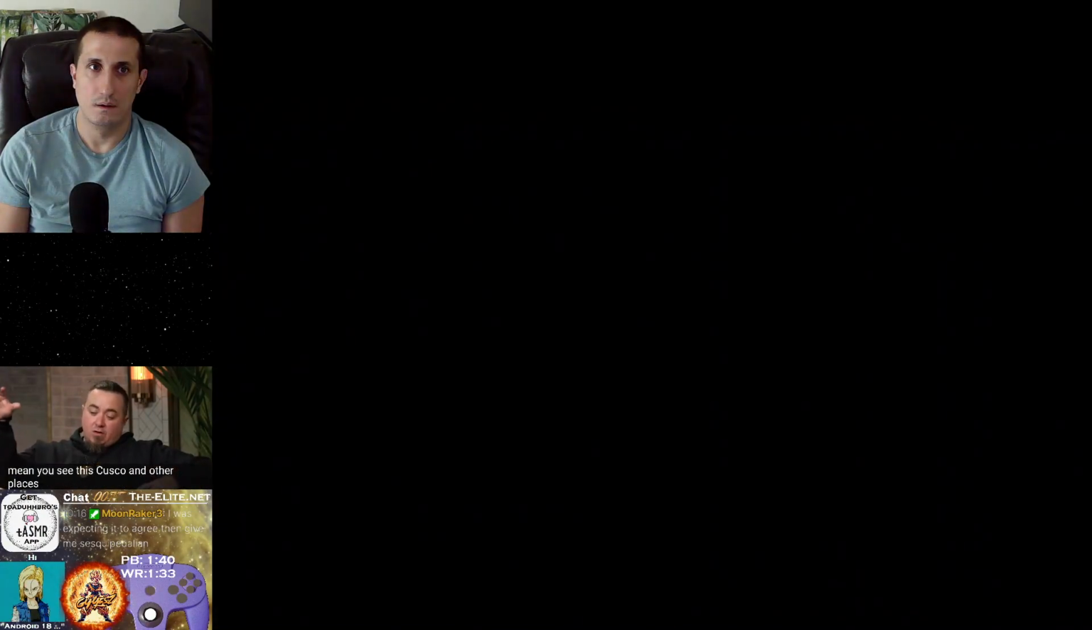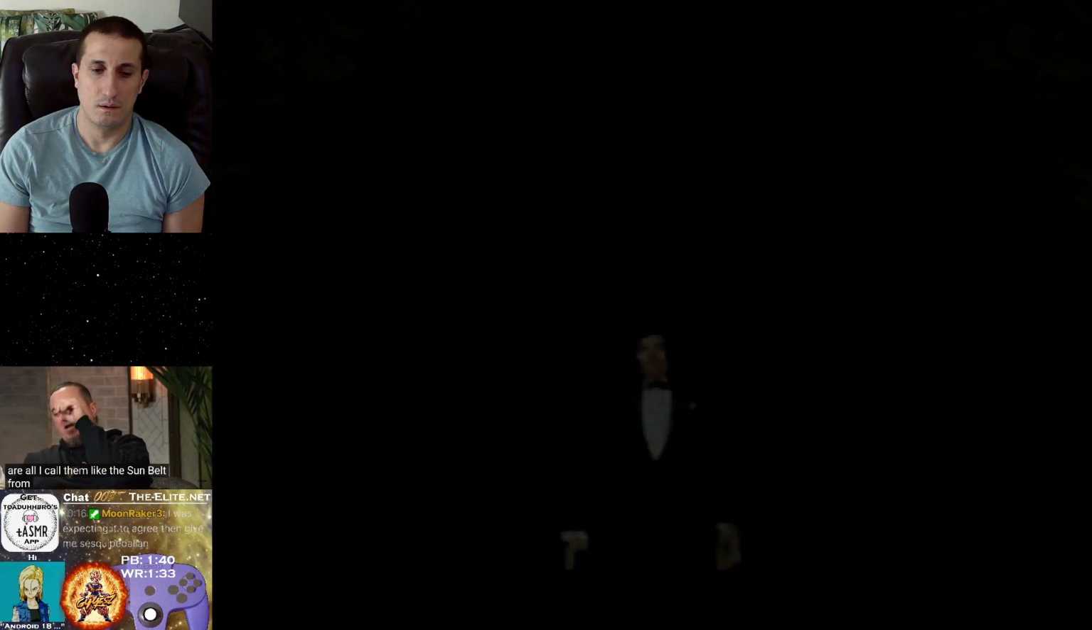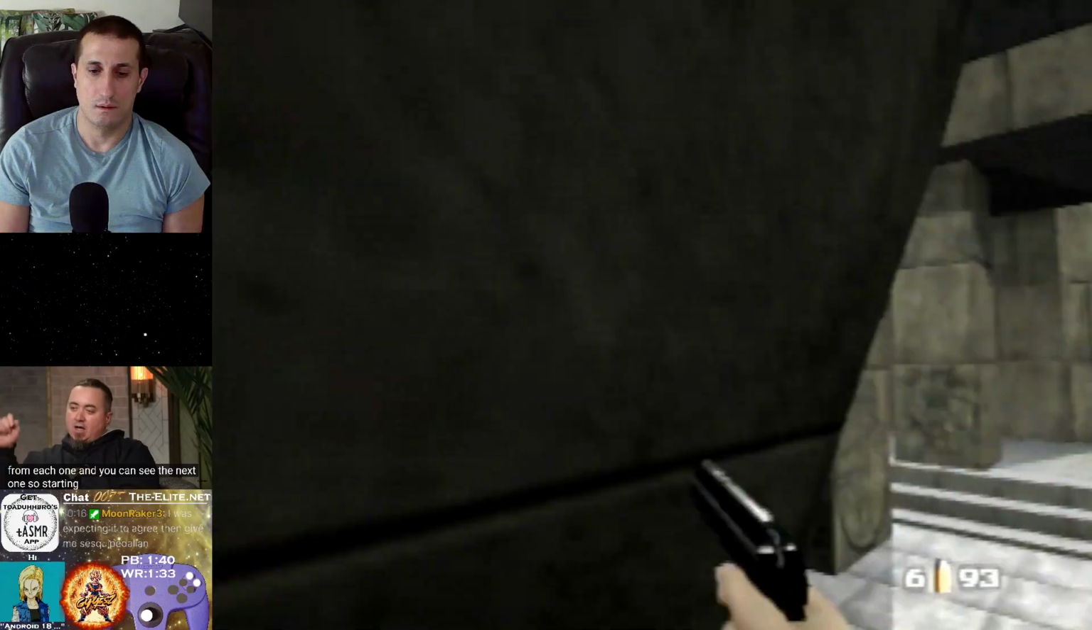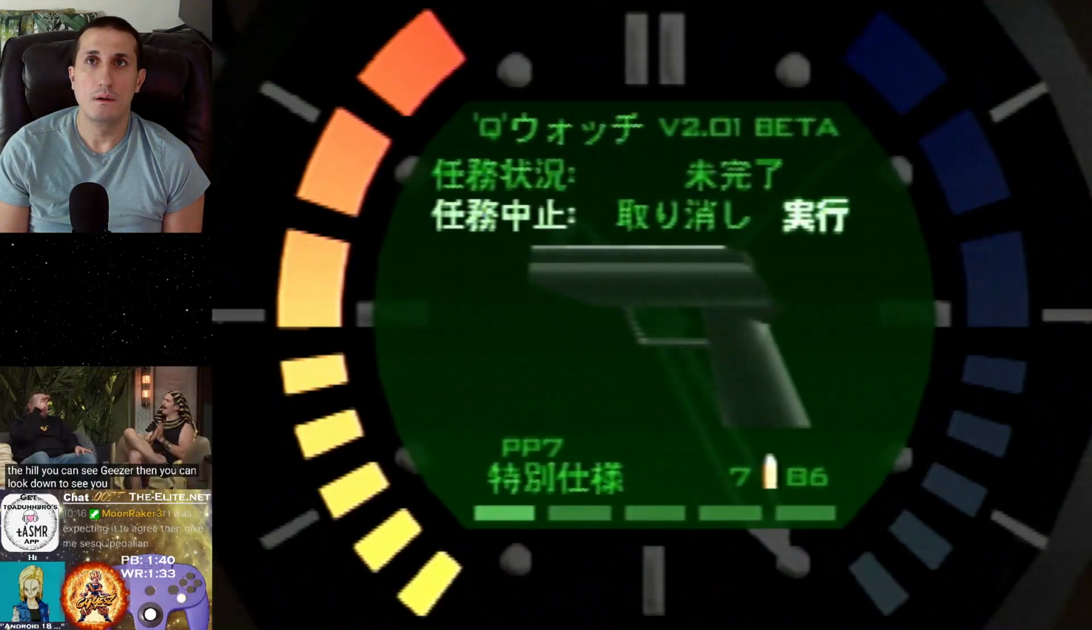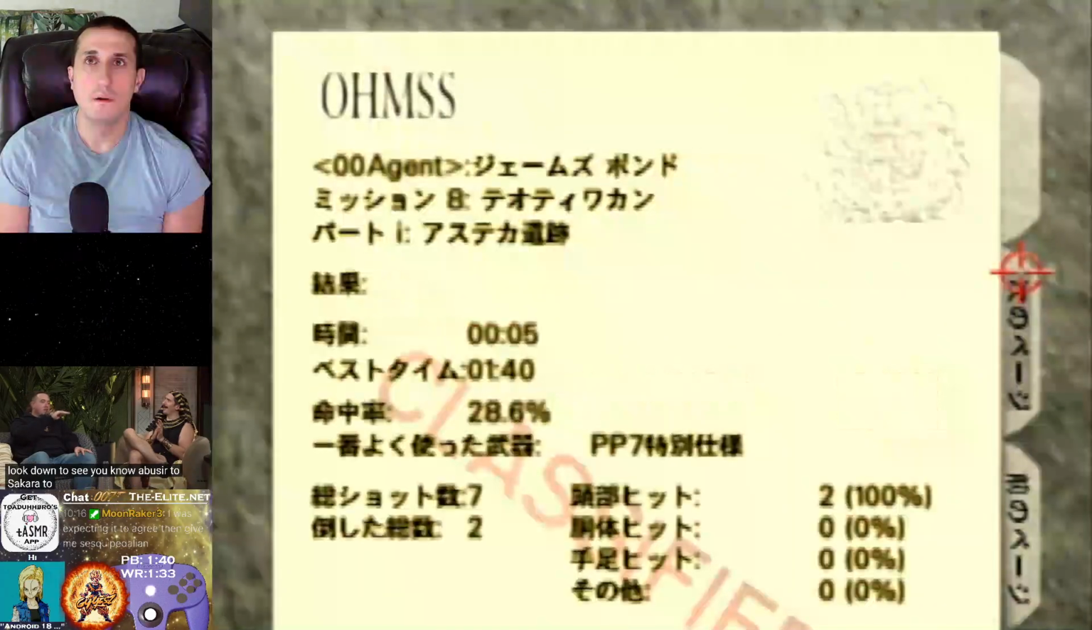Yeah. But that's the interesting thing about those pyramid sites: they are all, I call them like the Sun Belt. From each one, you can see the next one. So starting up at Abu Rawash, up on the hill, you can see Giza, then you can look down to see Abu Sir, to Saqqara, to Dashur, and you see each other on the horizon. So, I don't know, maybe they're all connected.